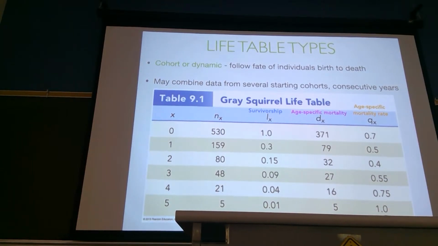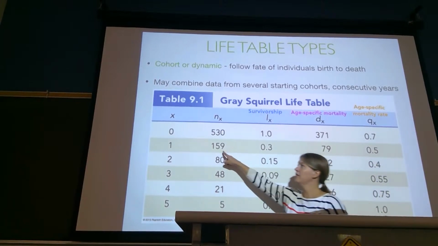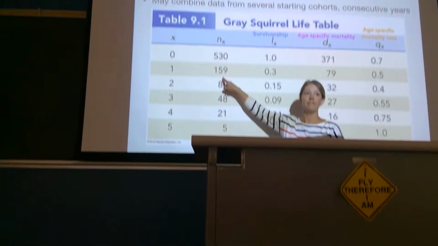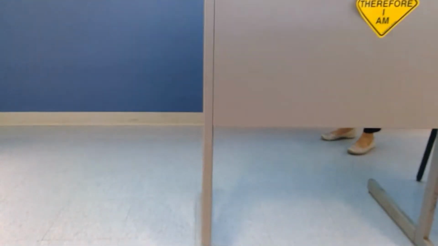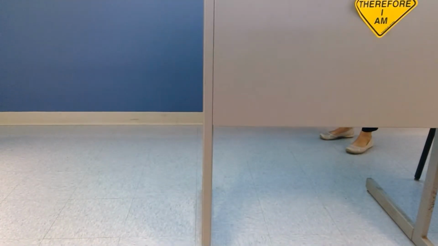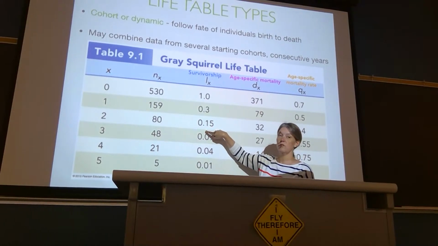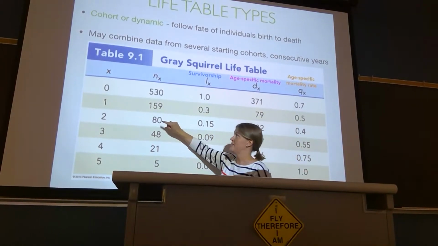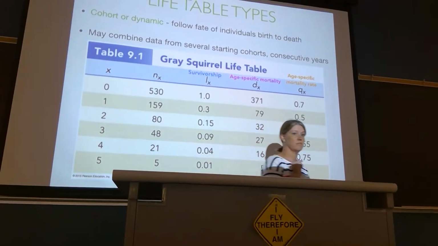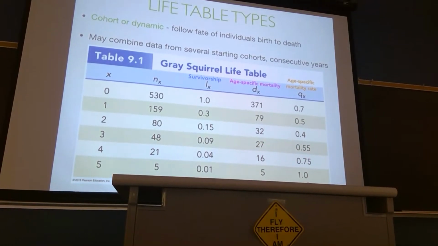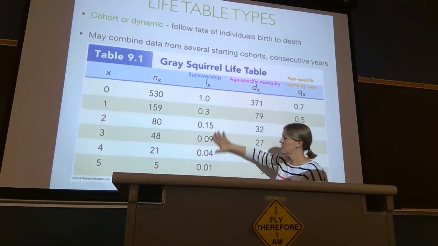Okay, at the beginning of year 2, in terms of these gray squirrels, there were only 159 gray squirrels still alive. Their survivorship is about 30%. You get that LX number by dividing 159 by whatever the number was at the start. For year 2, we're down to about 15% of the gray squirrels still alive. That's 80 divided by what you started with. Does that make sense? Cool. So in this way, you can get an idea of when they're dying.